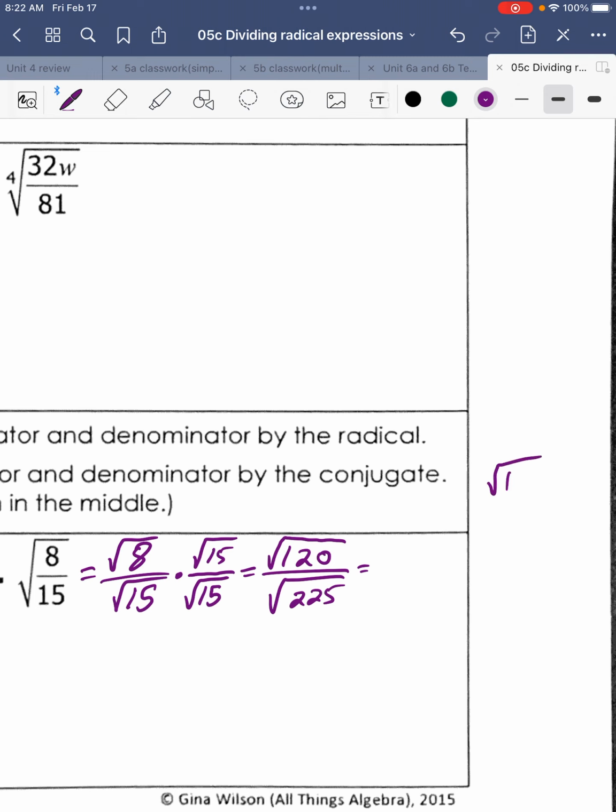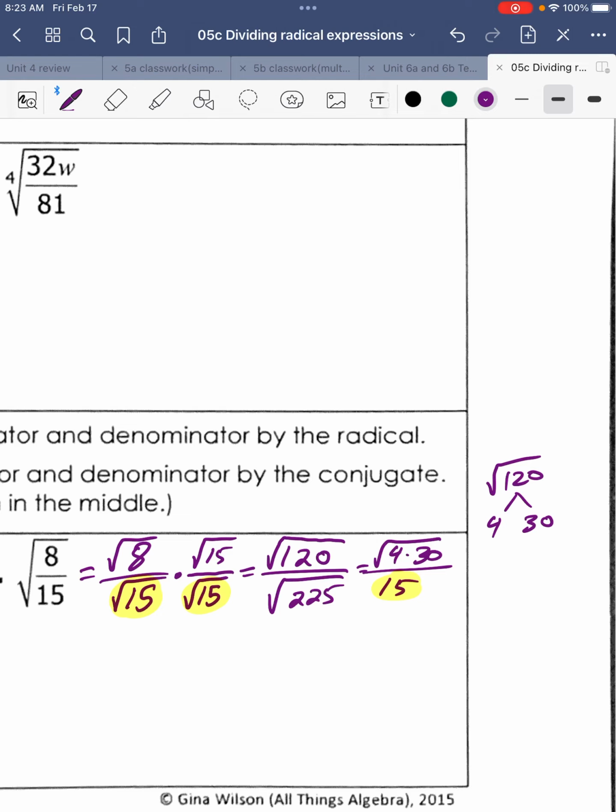The numerator, if we do this separately, is the square root of 120. What does that break down into? The biggest perfect square is 4. I think it's just 4 and 30, because 30 goes in 2, 5, 3, 6. I believe that's it. So it's 4 and 30. And the square root of 225 is 15. I've had some of you ask, if we have the square root of the same number, can we just write 15? Absolutely you can. That's understanding that the square root of 225 is 15. If you have the exact same thing with square roots, that's a pair, and it comes out to just 15.